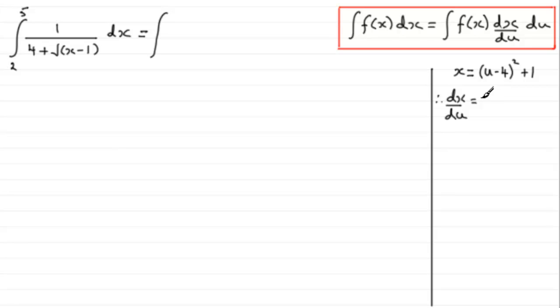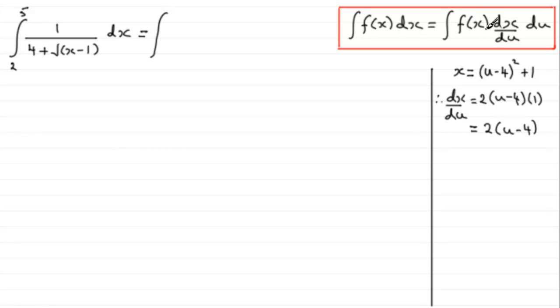So we're going to have 2 times u minus 4 to the power 1, or just simply 2 times u minus 4, and then we multiply it by the differential of what you see inside the bracket. So differential of u is just going to be the 1. And then differentiating the plus 1, well, that goes to 0. And we can tidy this up. We then end up with 2 lots of u minus 4. So that's dx du taken care of.